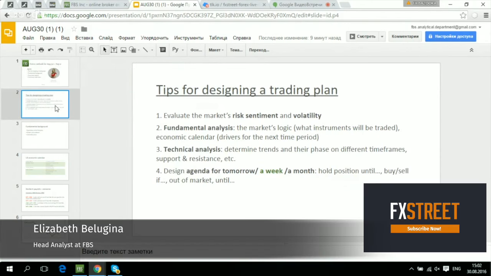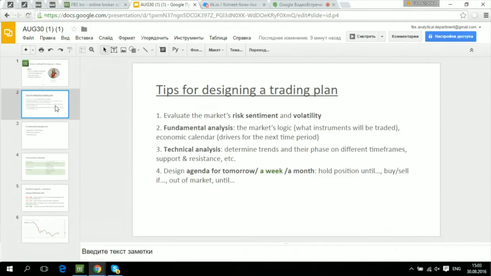Some tips for designing a trading plan for the week. Firstly, I recommend you to study the market's risk sentiment and volatility. To do that, we of course study the fundamental picture, do fundamental analysis to understand what will be the logic of the market during the upcoming week, what would be the main market moving events, which pairs will be trading most, which pairs will be most volatile, and what economic events will be the main drivers.